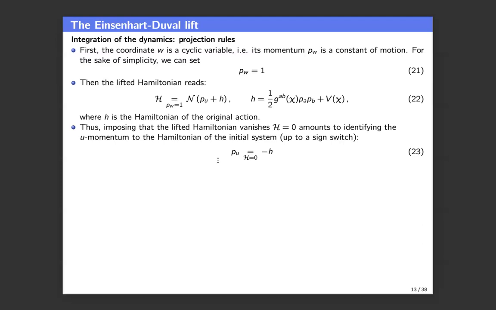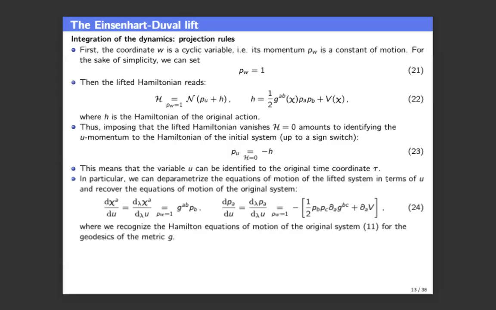So that's the projection rule when you want to project the dynamics on the lift to the dynamics of the original system you started with. And finally, starting from this, the variable u can be identified with the original time coordinate tau. In particular, you can deparameterize the equations of motion of the lifted system in terms of u and recover the equations of motion of the original system. So typically, you can obtain the Hamiltonian equations of motion for chi and p. And you recognize the Hamiltonian equations of motion of the original system that you started with.